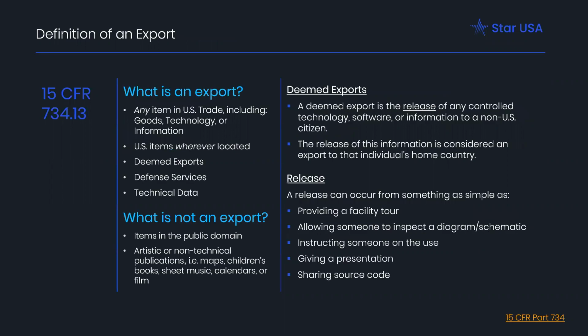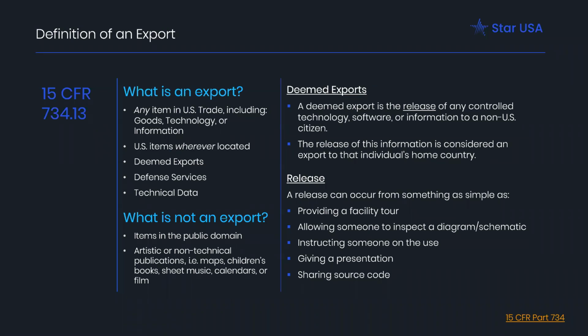I want to clarify some possible confusion over what is considered an export. Under the Export Administration Regulations, an export is defined as any item in U.S. trade, including goods, technology, or information. It includes U.S. items wherever they may be located, even if they've already been exported. If they end up in the hands of a denied party or a restricted party, or going to a place where a license is required and no license has been obtained, that is a violation.